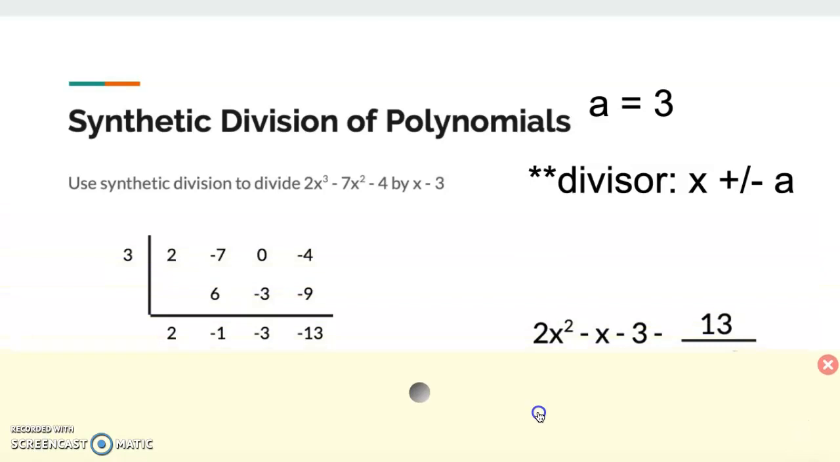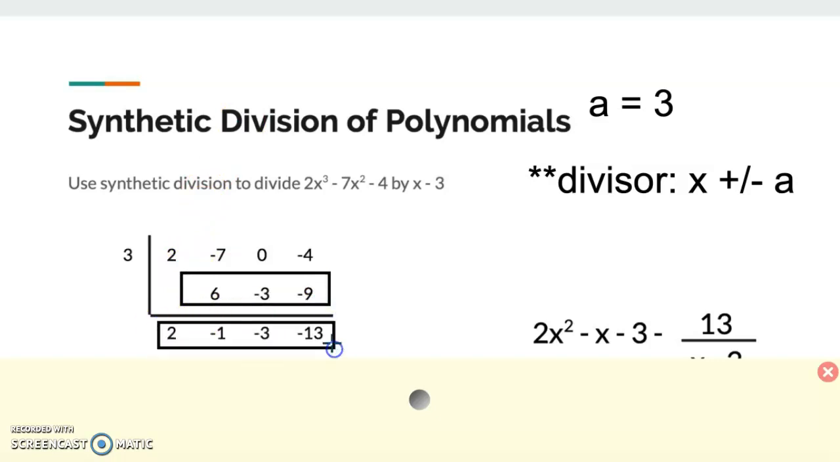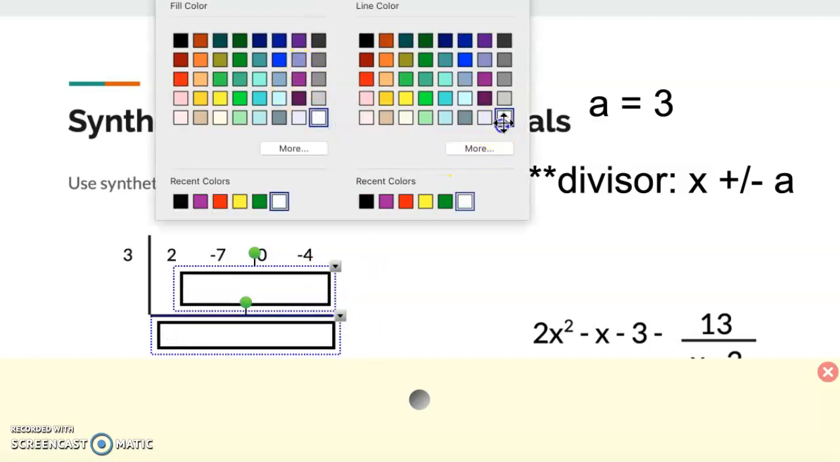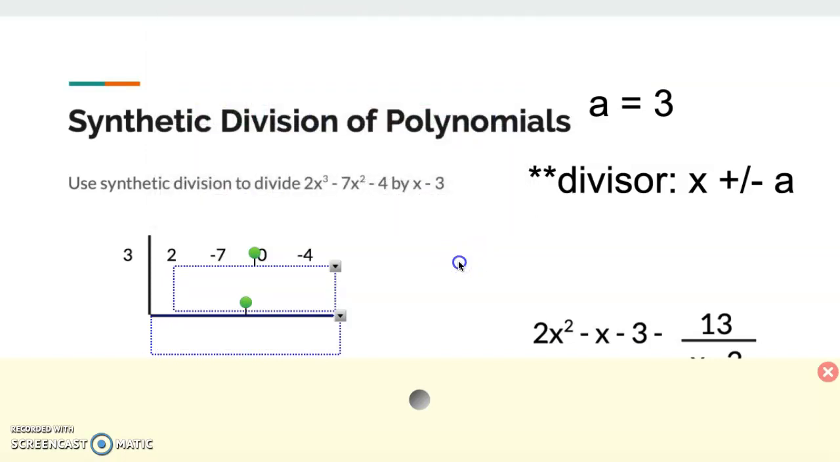When I go and set my synthetic division up, like I said, it's really weird. Let me actually show you what it would look like without all these numbers in there. What you have to do is first rewrite the division problem with just the numbers. So I put my a value up front, and then I take the coefficients of each term. 2 gets written down, negative 7 gets written down. I need a 0 placeholder when a variable is missing. The x term is missing, so I put a 0 placeholder, and then I write the constant negative 4.